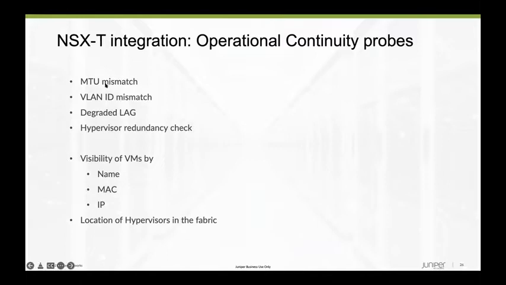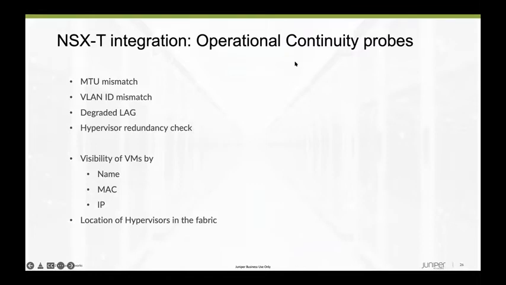And these are some of the things that we call out, right? So MTU mismatch, VLAN ID mismatch, they are really common things. It's configuration which is commonly mismatched between the two environments. And some of these things we've got directly from VMware, right? Degraded LAG, hypervisor redundancy check. Again, this is all to do with operational continuity.